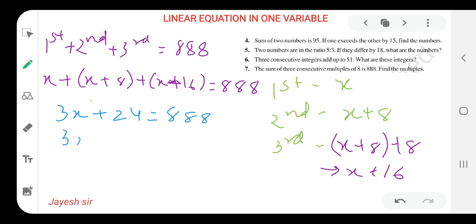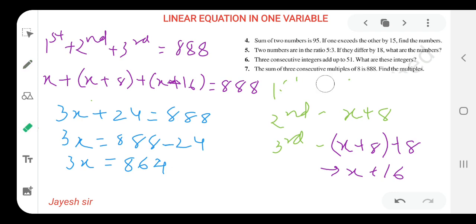I hope now you would be easily able to solve it properly. I am not going to write each and every step. Why does 24 go to that side? Because 24 here is in addition, and after going to the other side, as per transposition, it becomes subtraction. So I am subtracting it. Yes, friends, after subtracting 24 from 888, we get 864.